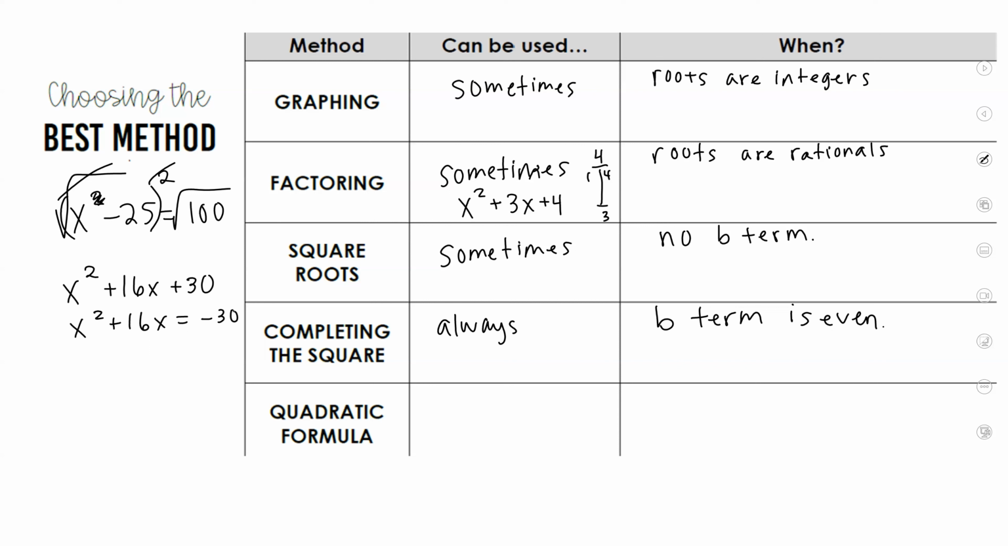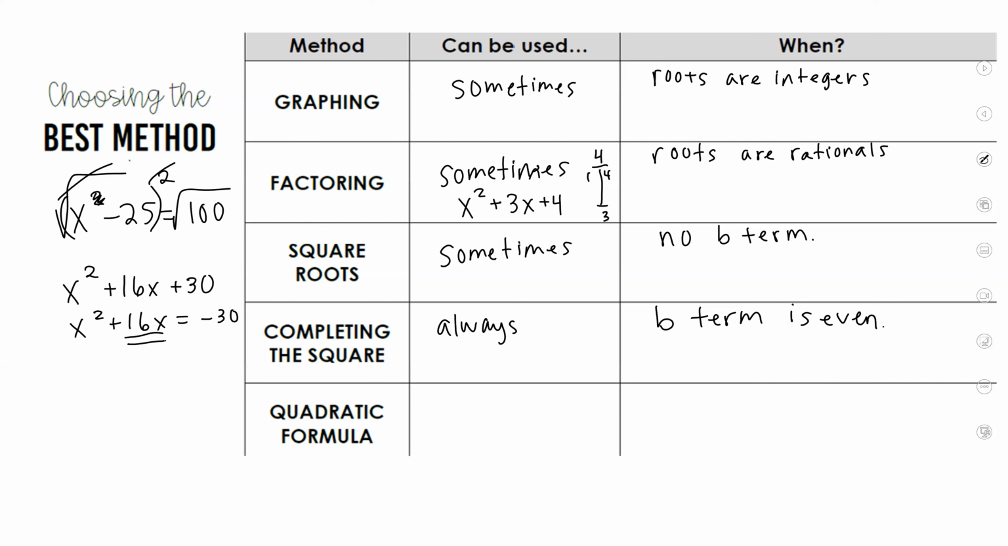Okay, so what if we didn't have an even number? What if we had like 15? Half of 15 is 7.5. So you want to get a nice number. So completing the square, it works best whenever your b value is even, okay?